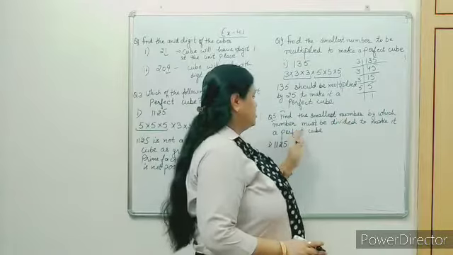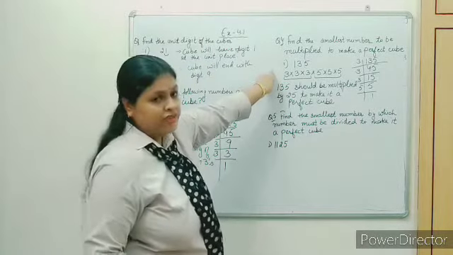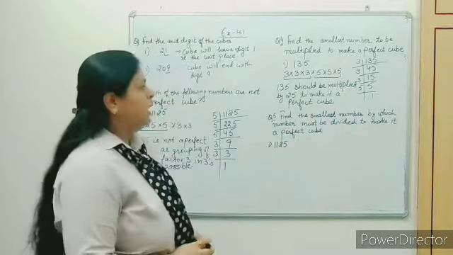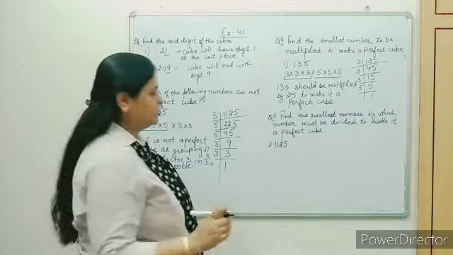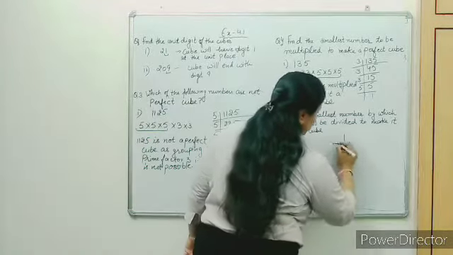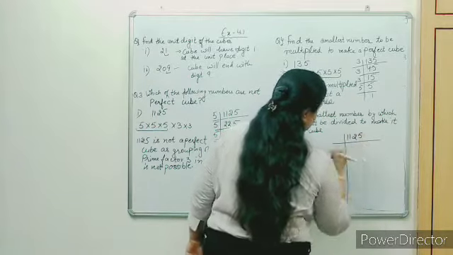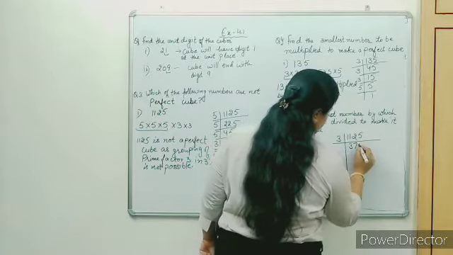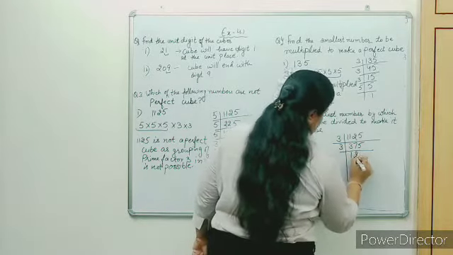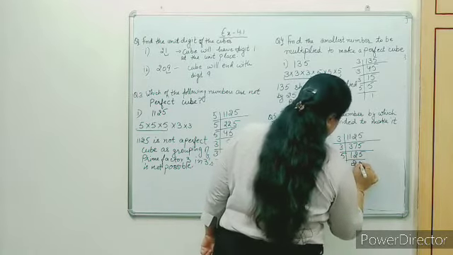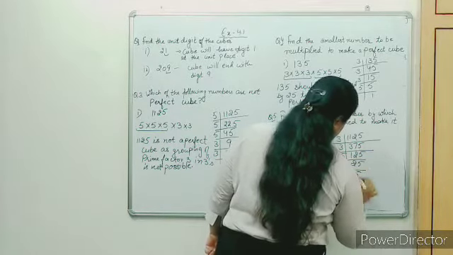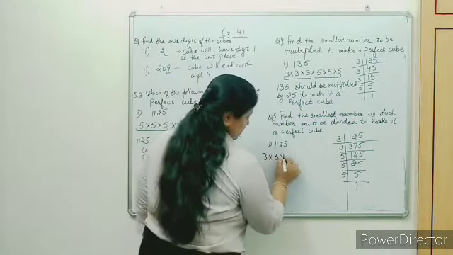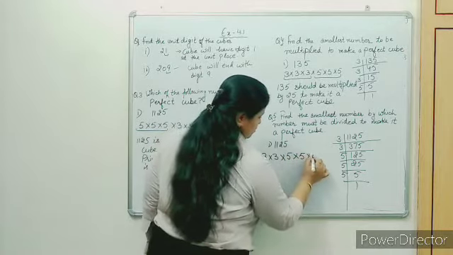Find the smallest number by which the number must be divided. In the previous question we have multiplied. In the fifth question you have to divide it by the smallest number to make it a perfect cube. Again the first step is to do the prime factorization. Do the prime factorization of 1125. 3 3s are 9, 3 15, 3 5 and 5 and 1. Okay. So now the factors are 3 into 3 into 5 into 5 into 5.